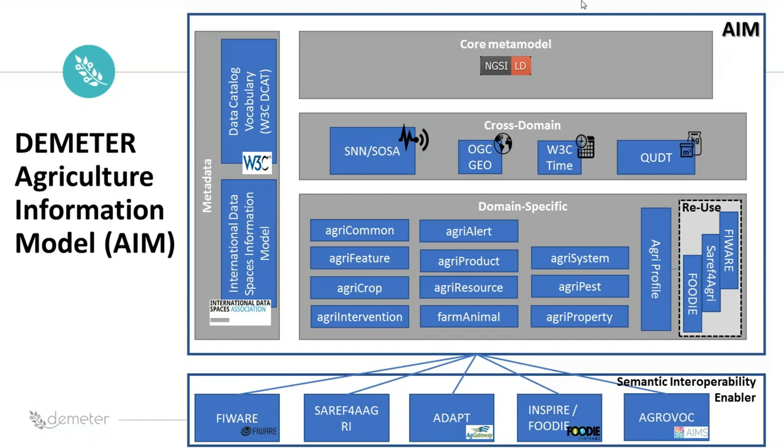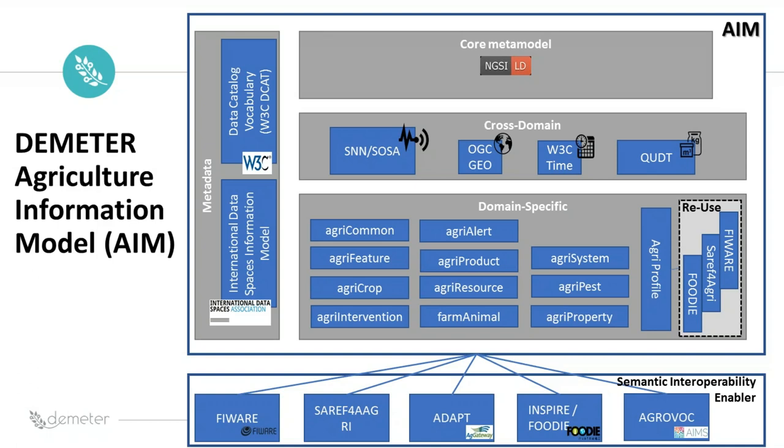W3C ontologies and other well-known standards. In the third layer, we have domain-specific solutions coming from the smart agri-food domain always. And this again is built on ontologies that enjoy dominance in the agri-food domain, such as SARA for Agri or the agri data models coming from FIWARE or the Inspire Foodie ontology and so on.